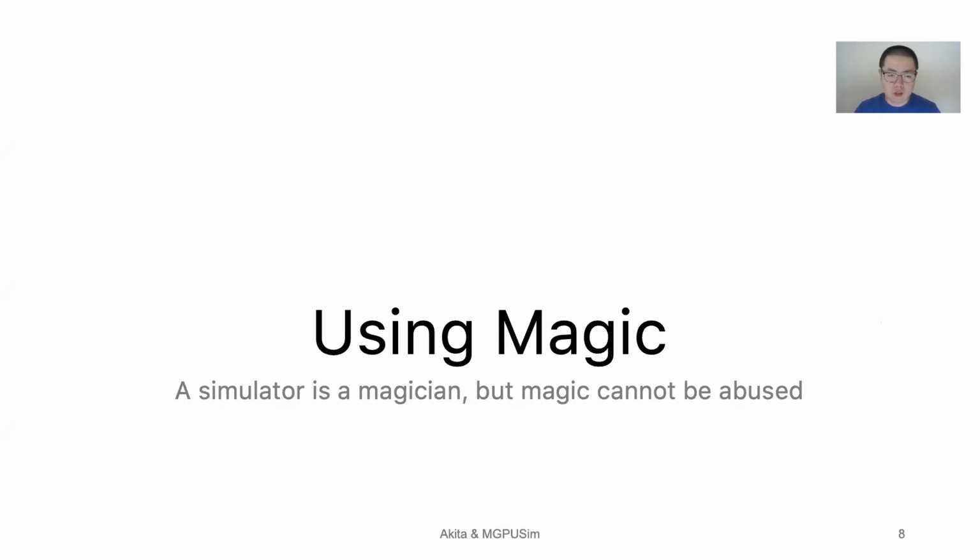In this video, we talk about the magic in a simulator. The simulator itself is a magician. Everything it does should actually happen in a physical world, but we're making them happen in the virtual world. But magic should not be abused.